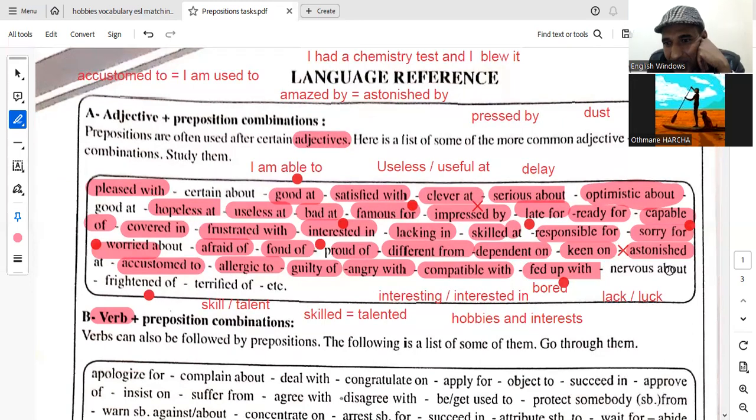Nervous about. This one is easy. I'm nervous about. Okay, is it clear? Nervous about? Yes. Okay. Nervous is like afraid. Like worried. It's like angry with.